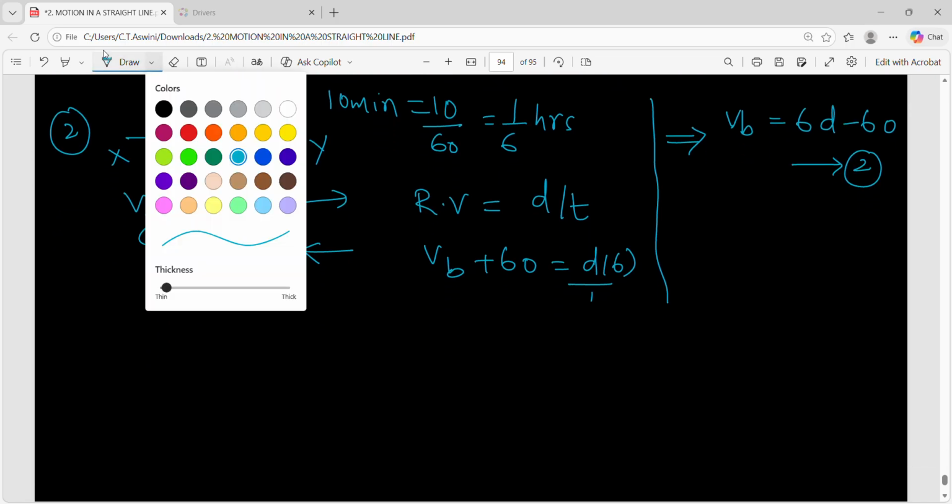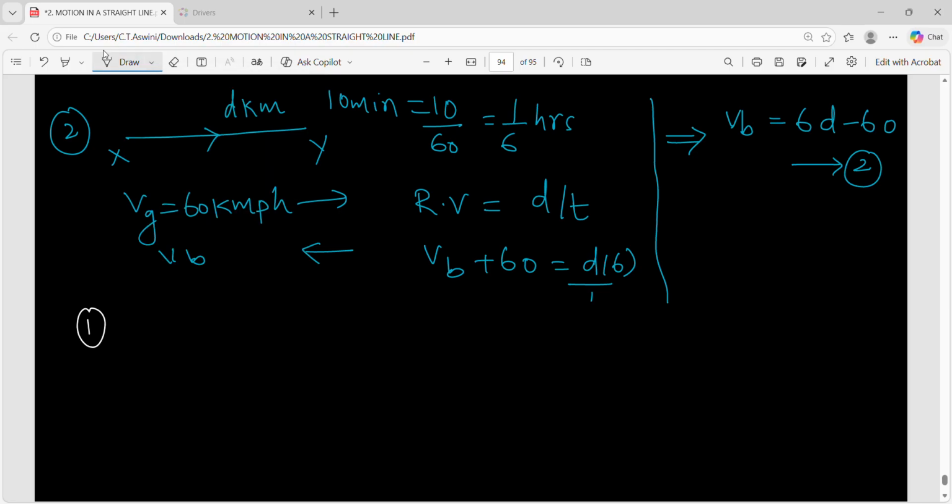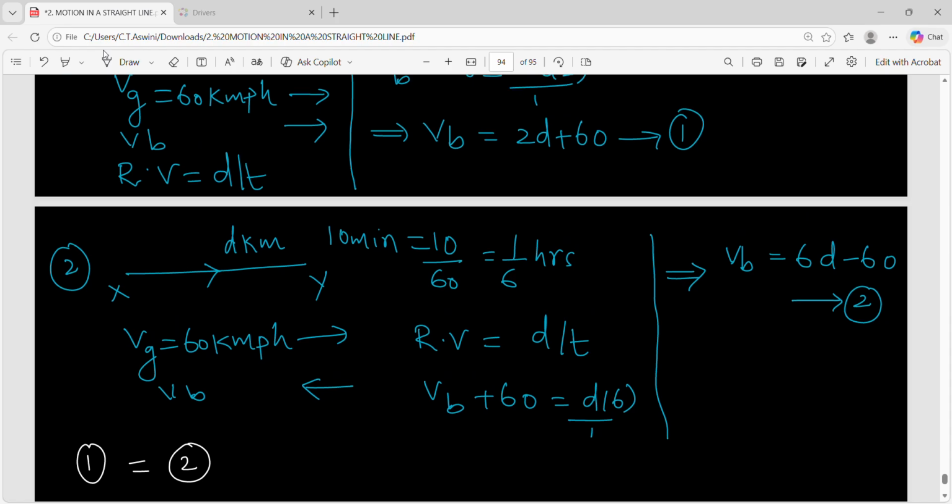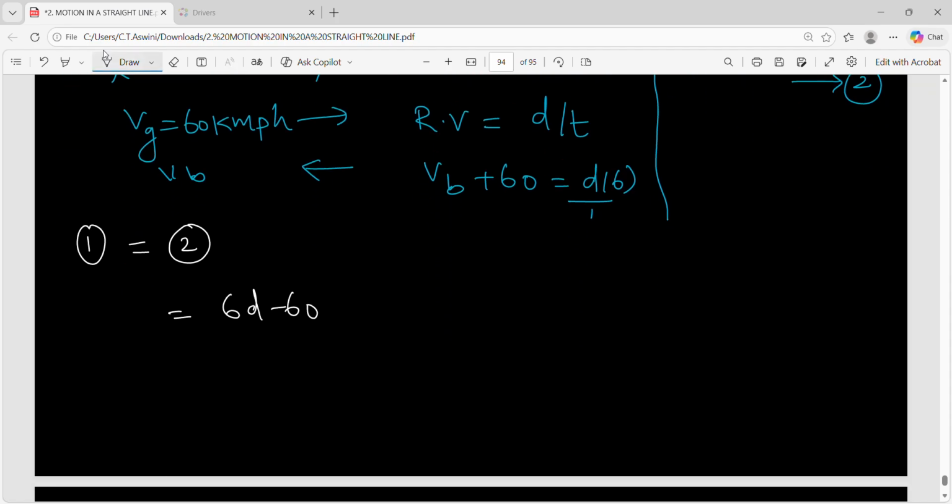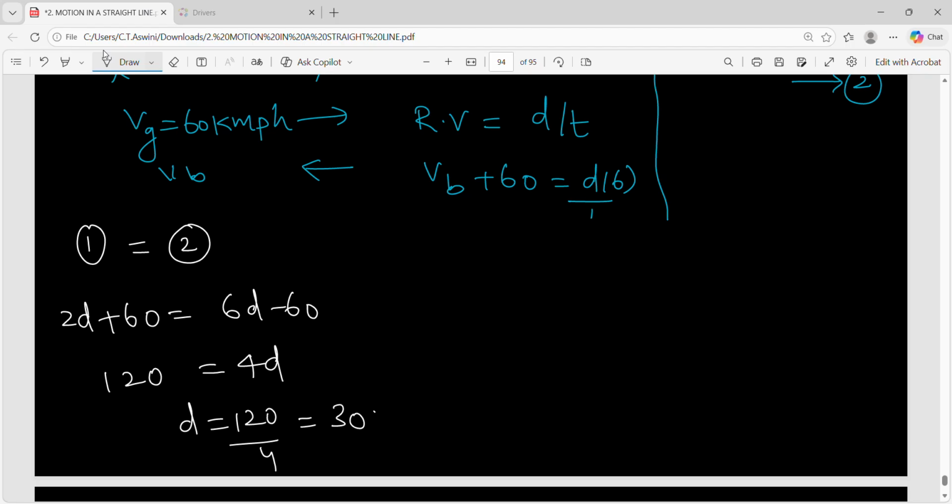Now equation 1, equation 2. Both stand for velocity of the bus, so equate them. So 2 is 6d minus 60, whereas what was 1? It is 2d plus 60. 2d plus 60. Send 2d that side, it becomes 4d. 60 this side, it becomes 120. So what is d now? 120 upon 4. 4 3 times 30. So this is 30 kilometers.